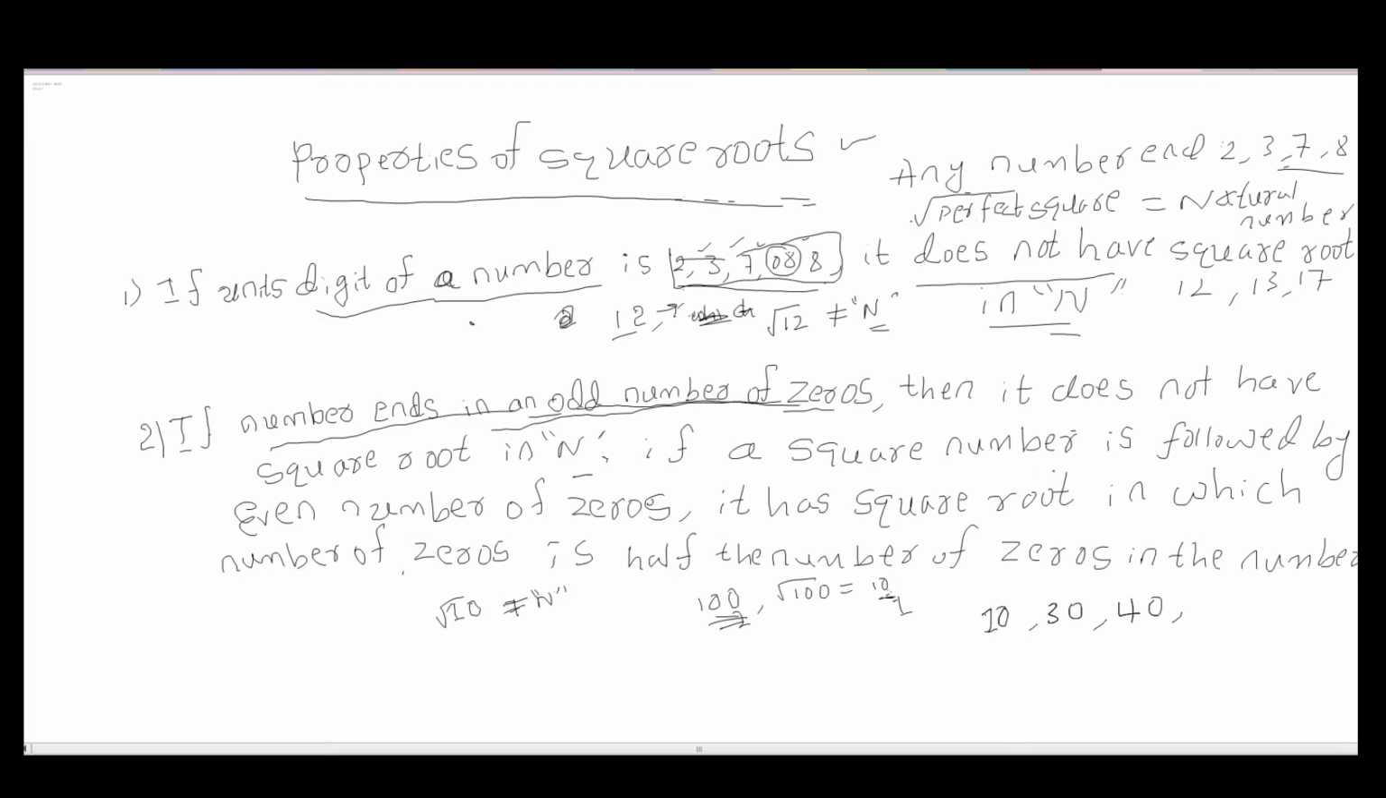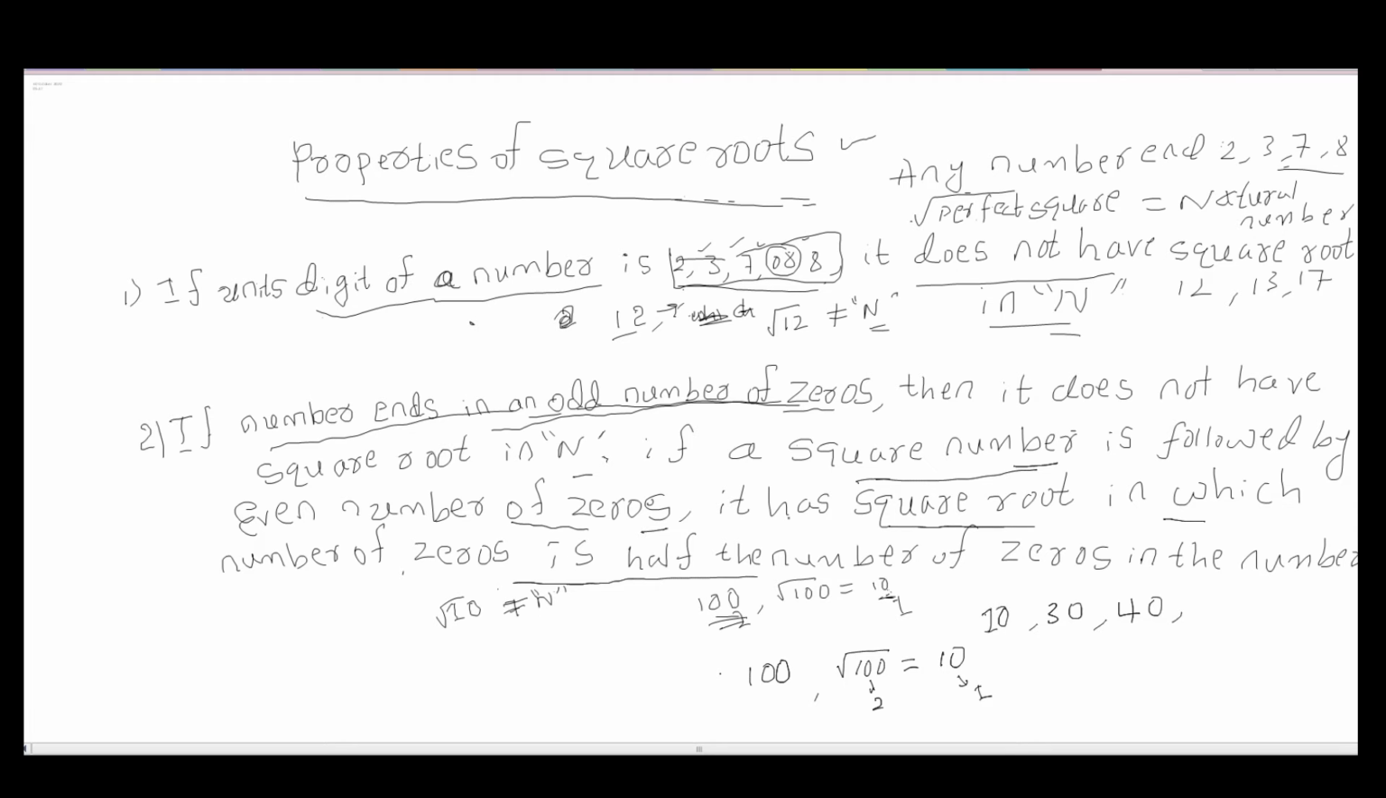But in the other way, if a square number is followed by an even number of zeros, then it has a square root in natural numbers, in which the number of zeros is half of the number of zeros in the square. For example, I will take a square number, 100. It is a square number. If I take the square root of this 100, this becomes 10. What is the number of zeros here? 2. The number of zeros in the root is 1. See, the same thing they told.